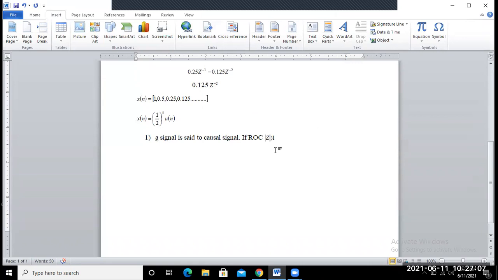So the z terms should be expressed in descending order of the power of Z, so that Z is represented in descending order.